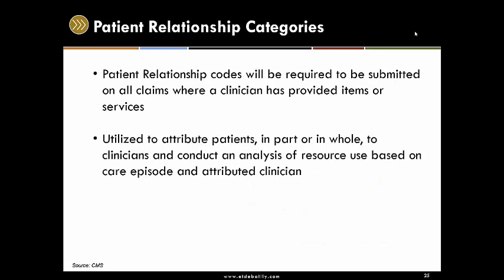Patient relationship categories, again, will be accomplished via new modifiers. We now have those modifiers. It'll be on every claim that has a professional service on it, so your 1500s, your UB, when you're billing method 2. There are 5 modifiers, and what these modifiers do, if a patient is attributed to you as an organization, what CMS has stated, you're assuming responsibility for the cost of that patient.